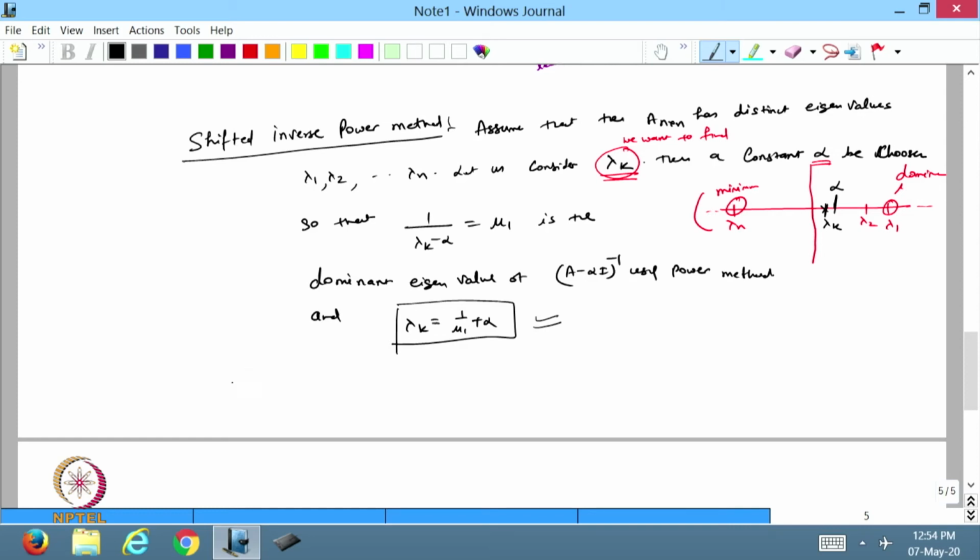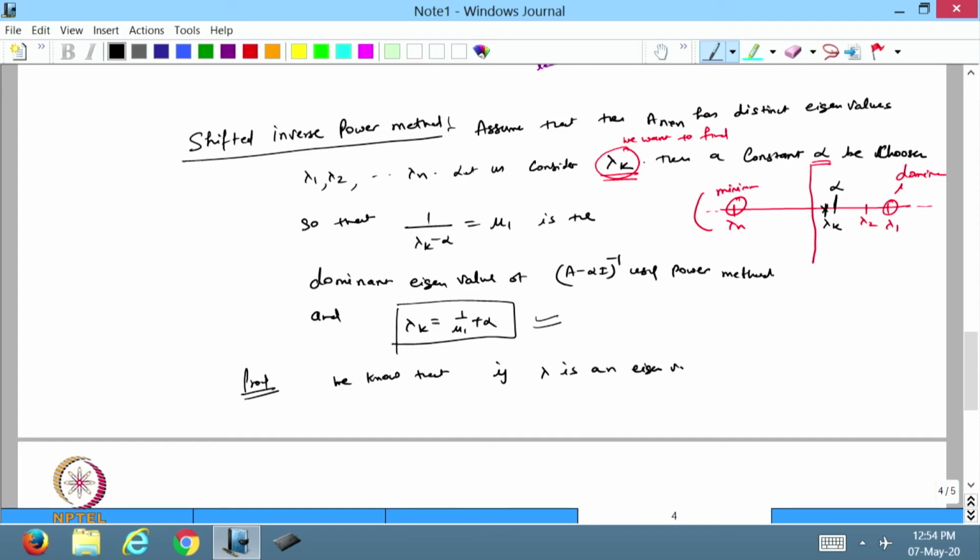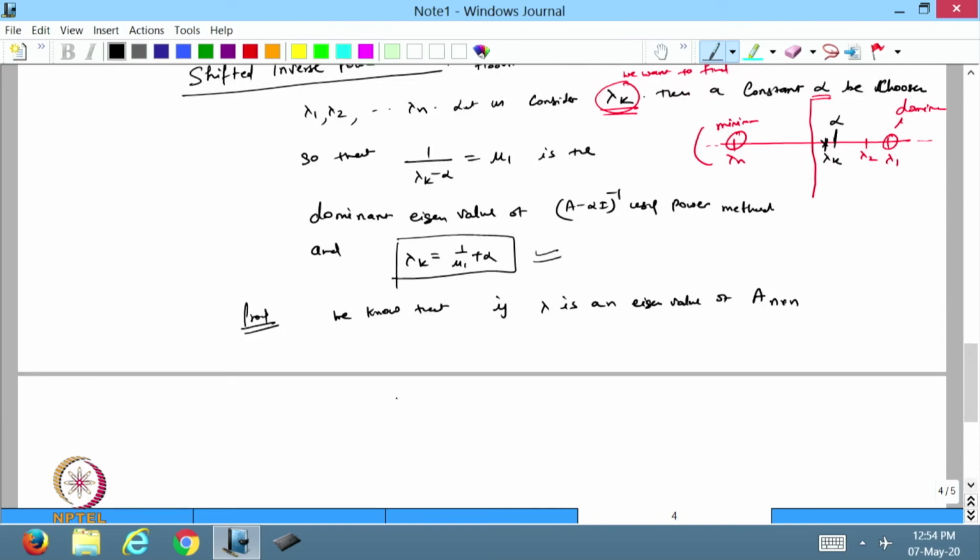So, this is the explanation, and now the proof. We know that if lambda is an eigenvalue of matrix A, then I can write A x is equal to lambda x, where x is the corresponding eigenvector and x is not equal to 0.